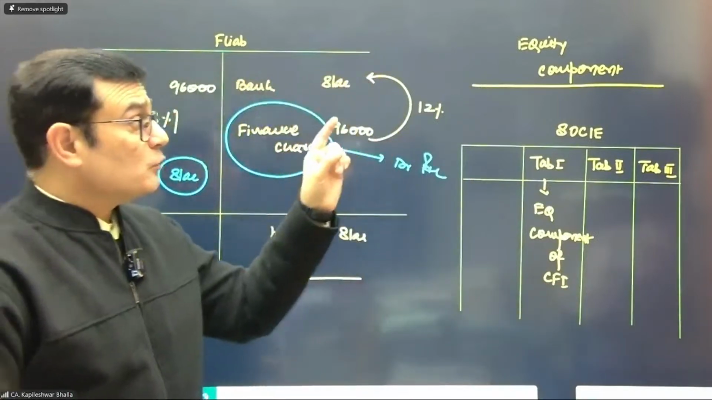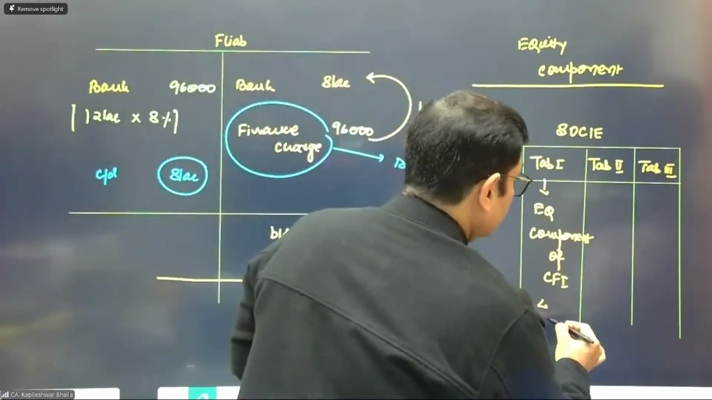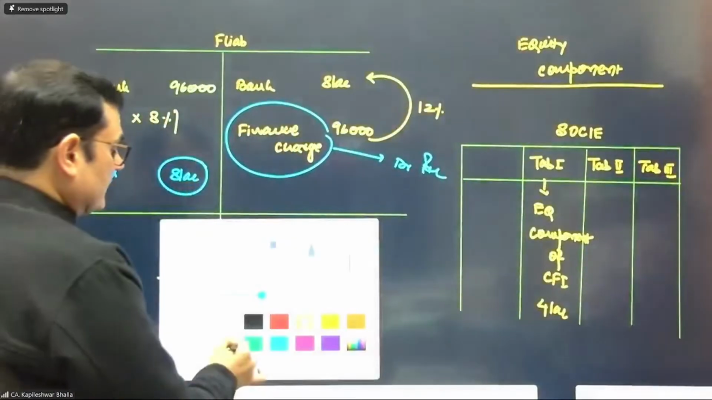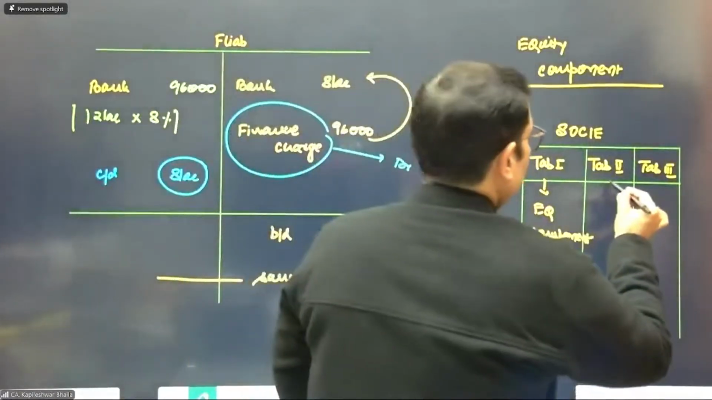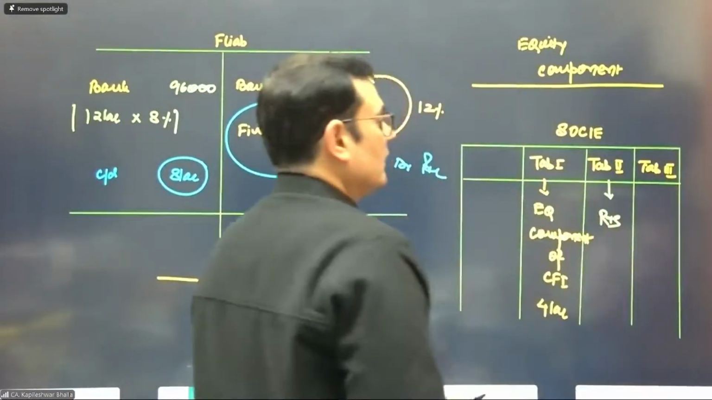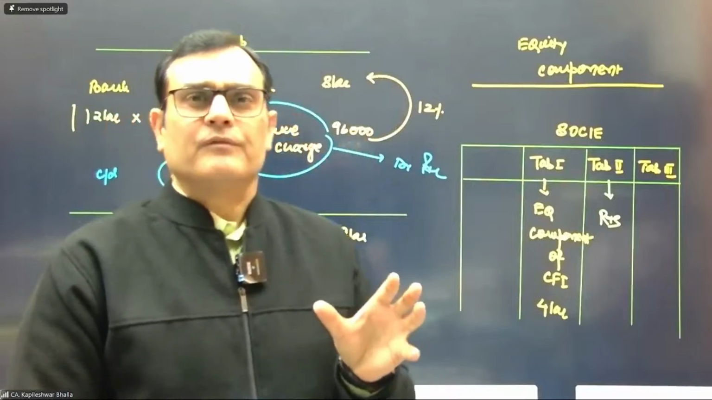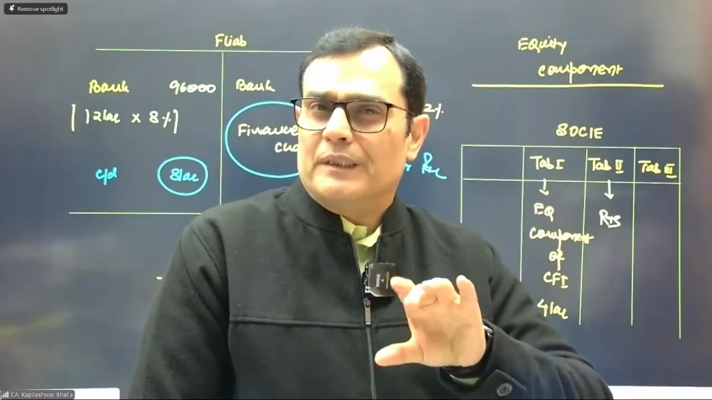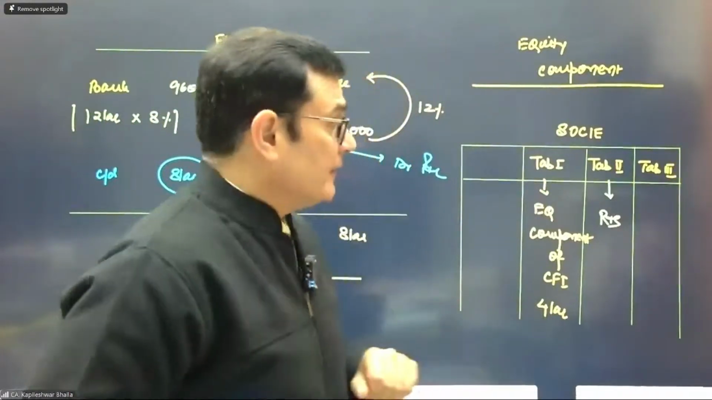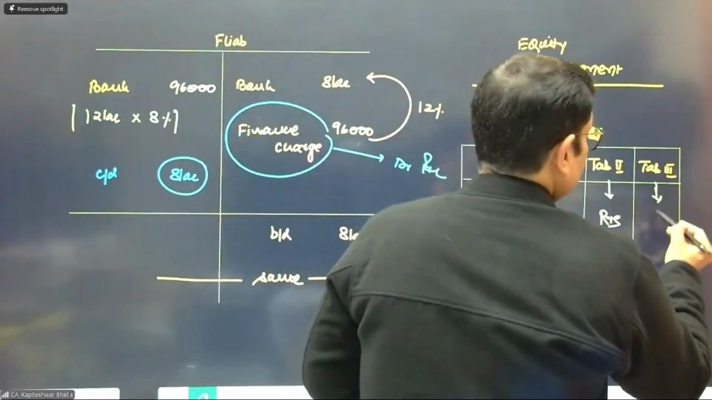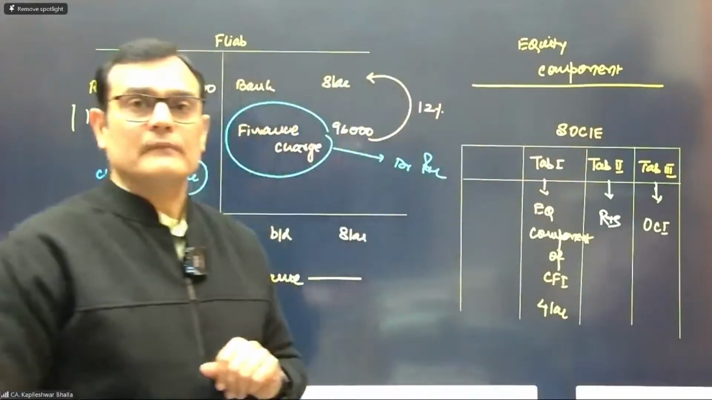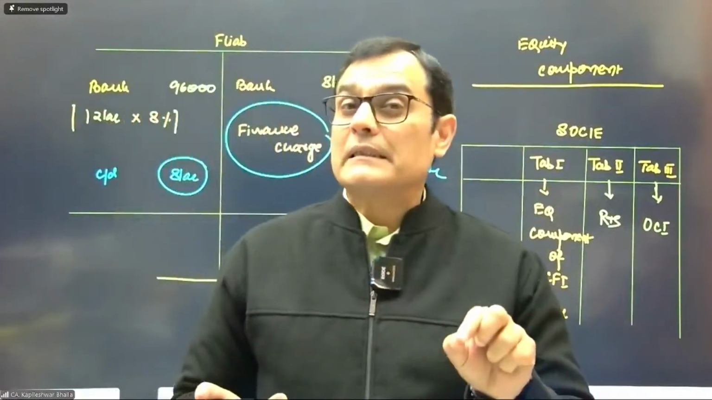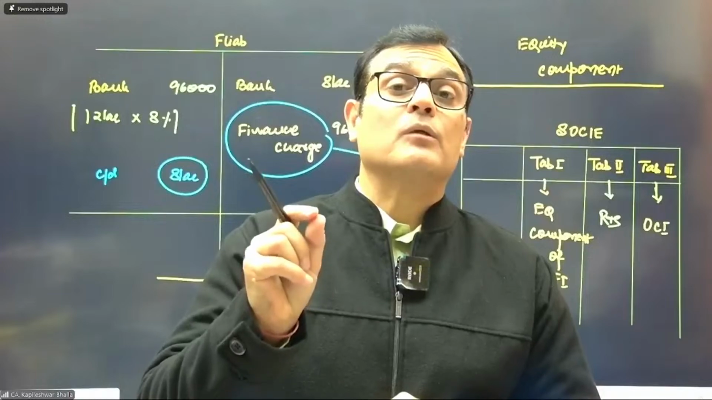So this 4 lakh rupees, which is the equity component, will be resting in tab number 1. And just to remind you, tab number 2 is called the reserve and surplus, where we've got multiple items, like share premium, capital reserve, and retained earnings. So there are various elements in tab number 2. And then there is tab number 3, which is called other comprehensive income. Right now my focus is not on tab number 2 or tab number 3, but the focus in terms of CFI is on tab number 1.